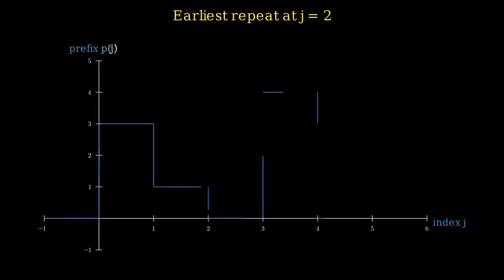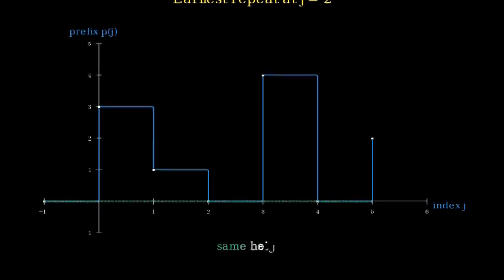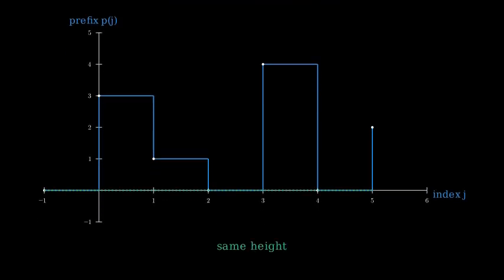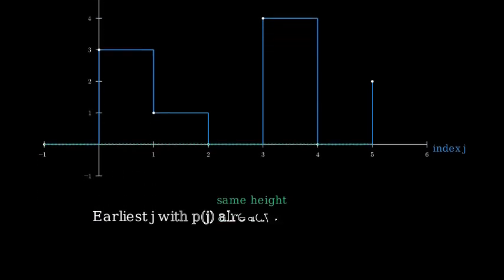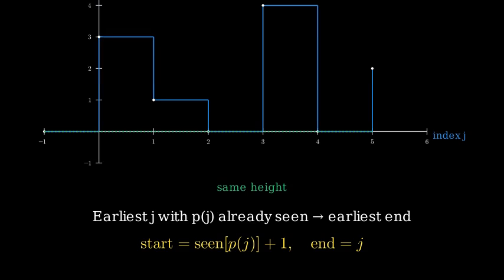Graph picture: plot index j on the horizontal axis and prefix p of j on the vertical axis. Equal heights mean equal prefix values. When the path returns to a previous height, the subarray between those indices sums to 0. Why earliest end index? Because we stop at the first j where the prefix repeats. No smaller j can work, so we obtain the earliest finishing index of any zero-sum subarray. The start is one more than the stored earliest index where that prefix first appeared.